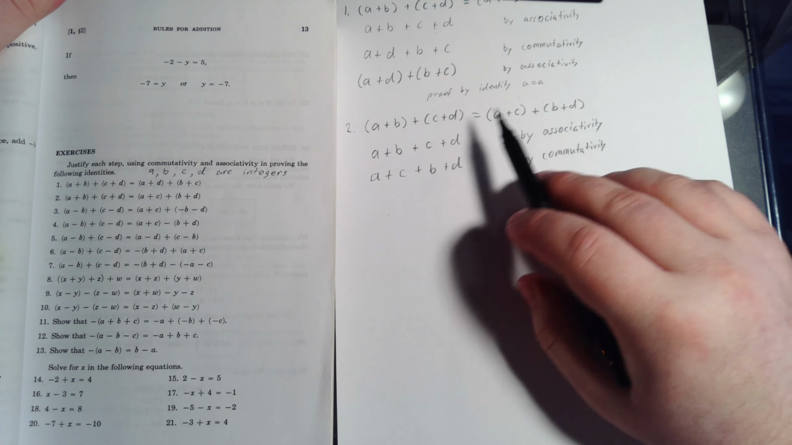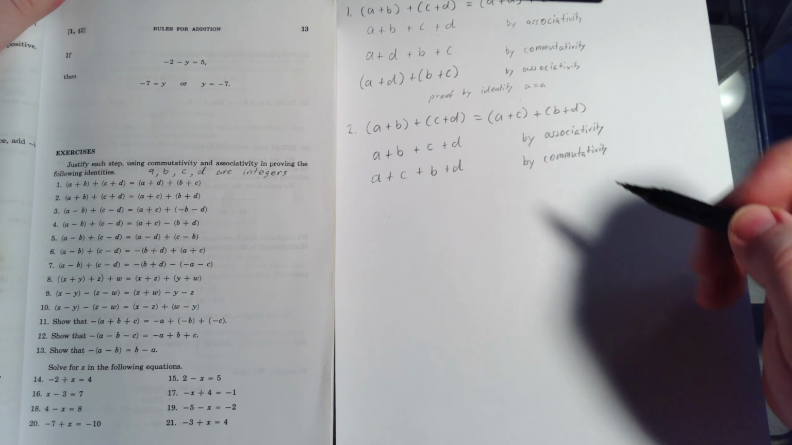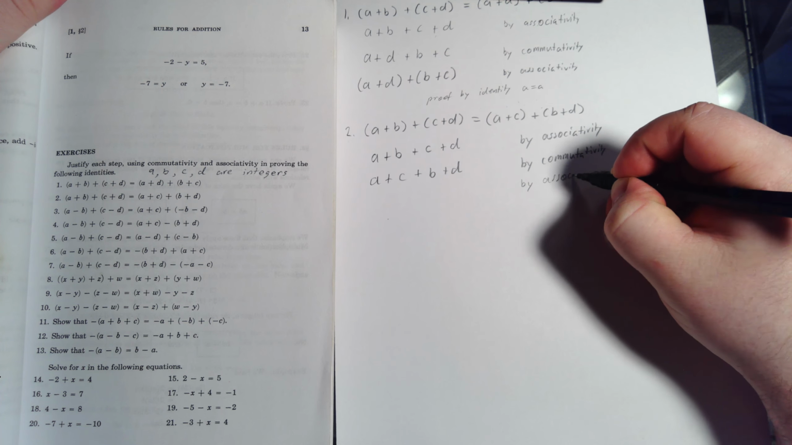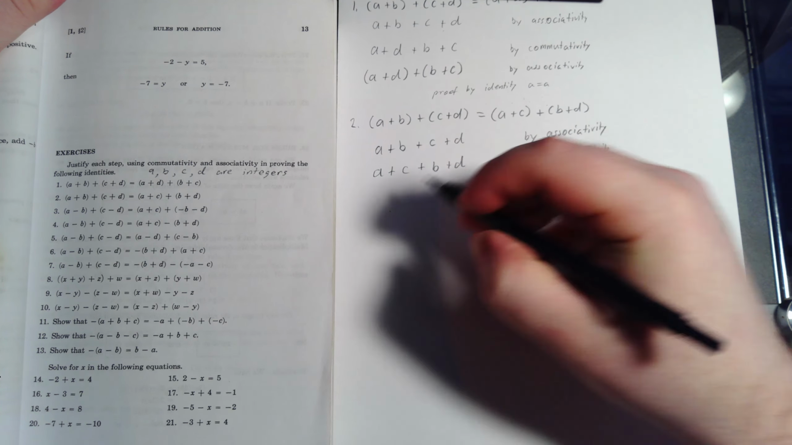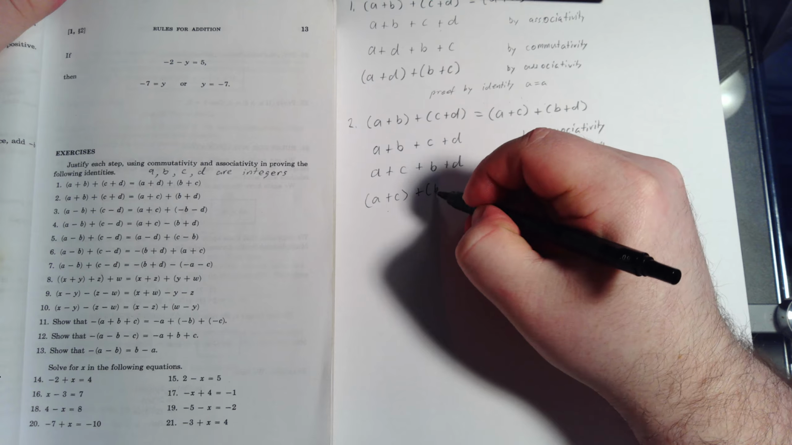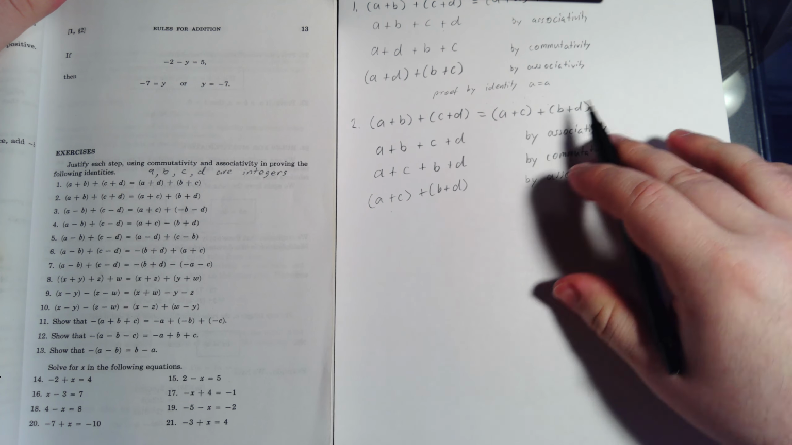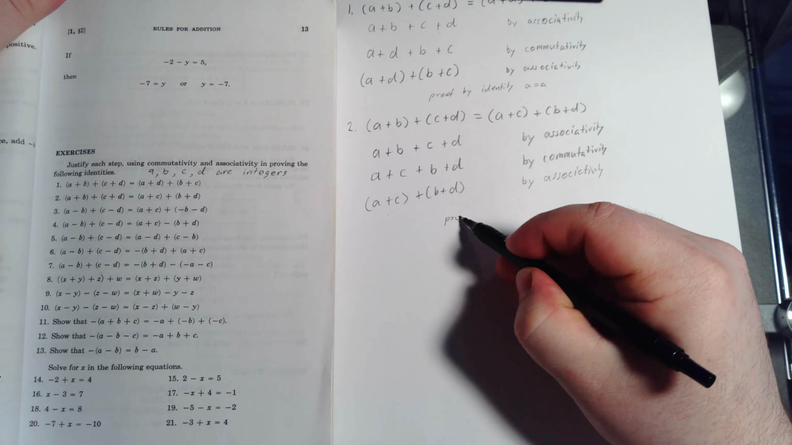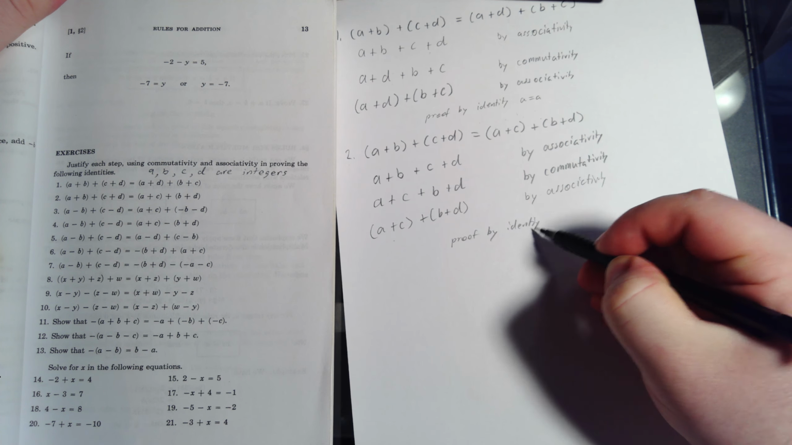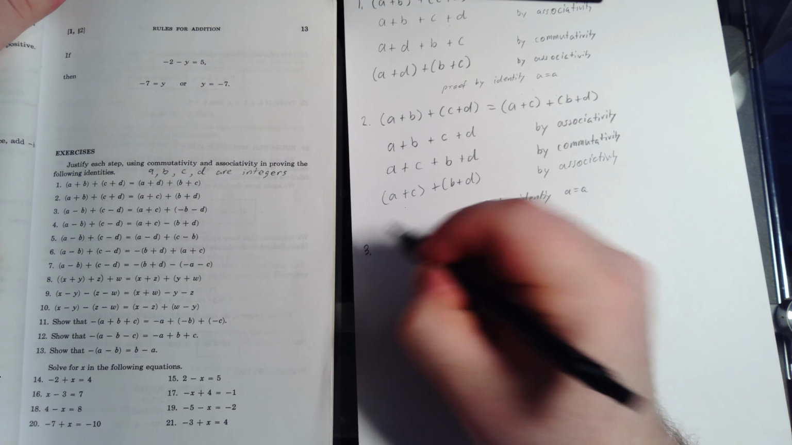Okay, so we have the right ordering, A, C, B, D, A, C, B, D, but we don't have the parentheses. So let's add them back again using associativity: A plus C in parentheses plus B plus D in parentheses. And lo and behold, we have proof by identity. So let's move on to problem 3.